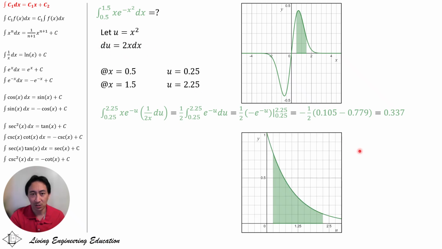And if we graph this, we see this is the graph of e to the negative u, right? I should have taken it one more step. It's canceling out this x term. So this is 1/2 e to the negative u. And so in this case, we take the limits for u as 0.25 to 2.25, right? And these two integrals are exactly the same through the substitution.